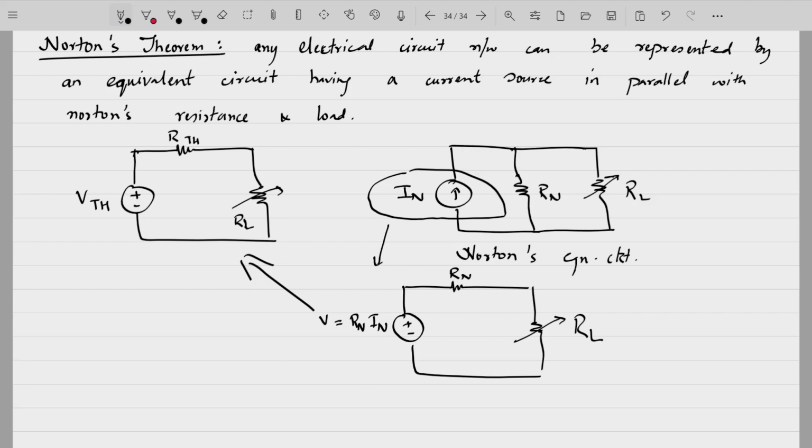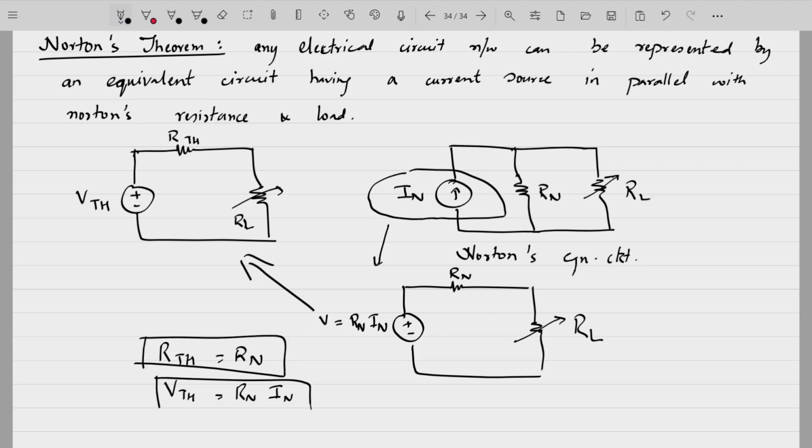So you can look at the two circuits and say that your Thevenin's resistance is nothing but the Norton's resistance, and your Thevenin's voltage is nothing but Rn multiplied by In. Fine. So a Norton's equivalent circuit is a representation of an electrical circuit network using a current source in parallel with Norton's resistance, with your variable load connected to that network. You can convert that Norton's equivalent circuit to a Thevenin's equivalent circuit by simply using the source transformation.